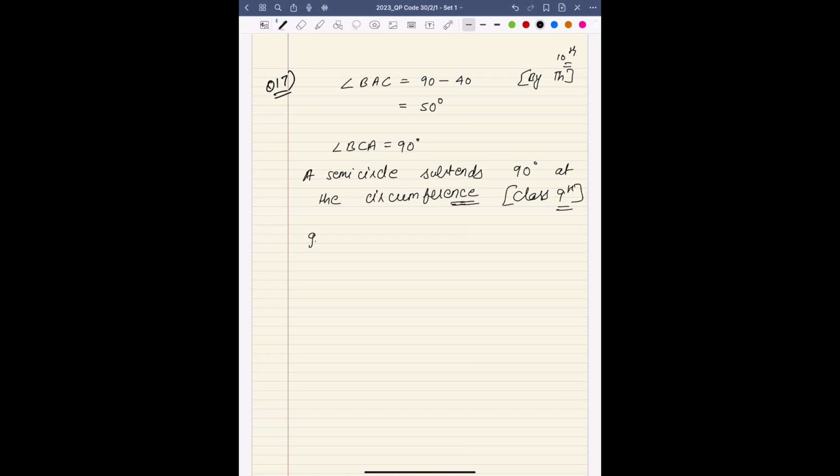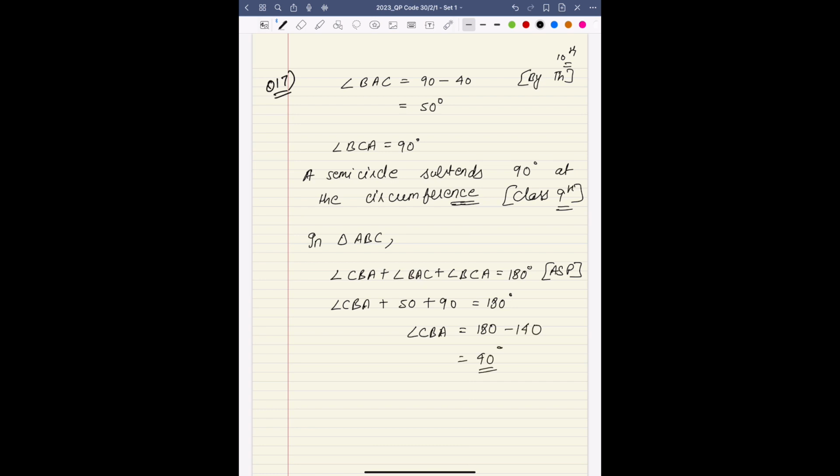Okay, so now in triangle ABC, apply the ASP or angle sum property. So angle CBA plus angle BAC plus angle BCA is equal to 180 degrees. Always write the reason why you're writing the equation. So CBA plus BAC 50 plus BCA 90 is equal to 180, or angle CBA is equal to 180 minus 140, or the answer is 40 degrees, which is option D.